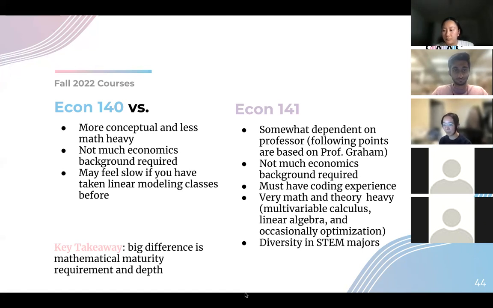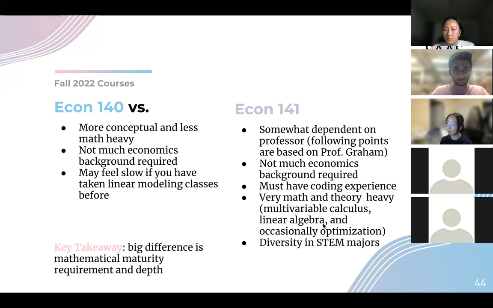It's not to say that you can't do it, but you will have to put a lot of grind into it. From what I've seen in the past, a lot of people who take 141 are double majoring in math, CS, stats, data science, something like that, while a lot of pure econ majors tend to go towards 140.